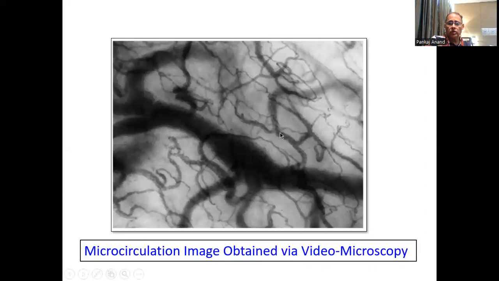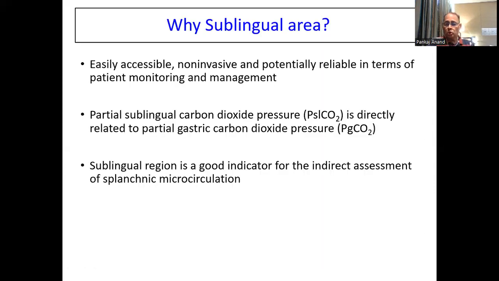This is how the microcirculation appears on the video microscope. You can see the large vessels, the arterioles, the meta-arterioles, very well perfused. This is a normal picture. Usually done in the sublingual area, largely we know why, because they are easily accessible, non-invasive, and potentially reliable. The sublingual region is a good indicator for the indirect assessment of splanchnic microcirculation.